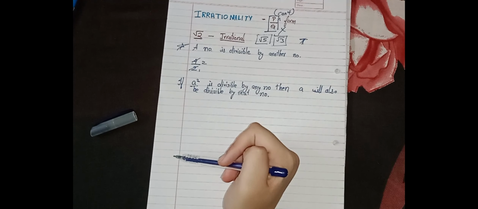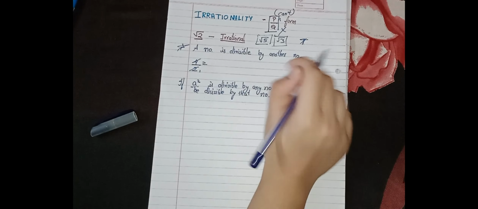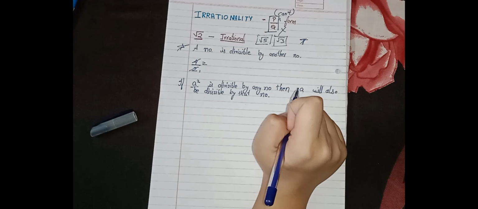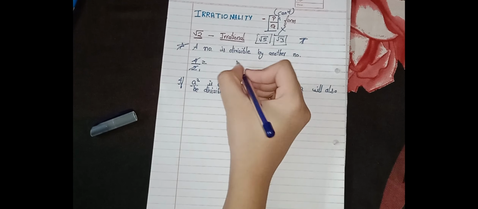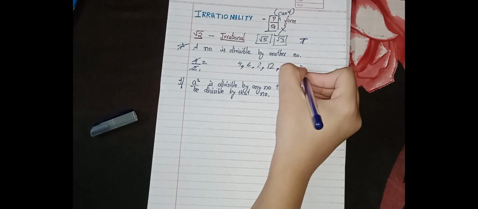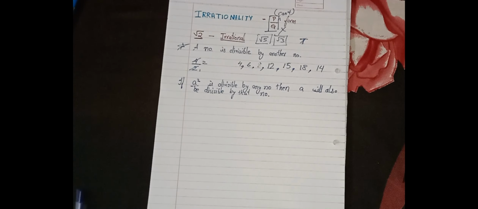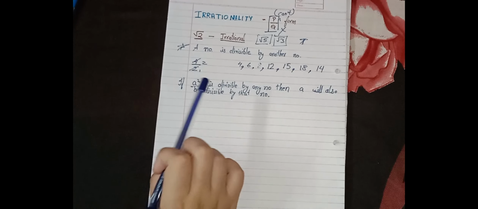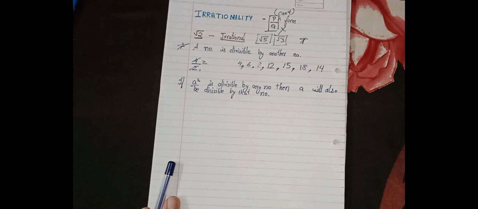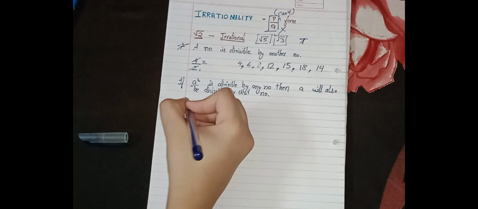So now there is a concept. We know that a number is divisible by another number. There are many numbers which are divisible by another number as well, other than one and the number itself, which we call composite numbers, like 4, 6, 8, 12, 15, 18, 14 as well. So there are a number of numbers, right? Now the concept says that if a square is divisible by any number, then a will also be divisible by that number. What I'm saying is, now let's take an example for that.